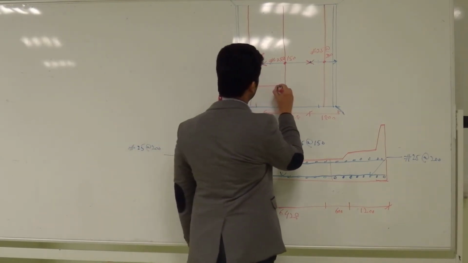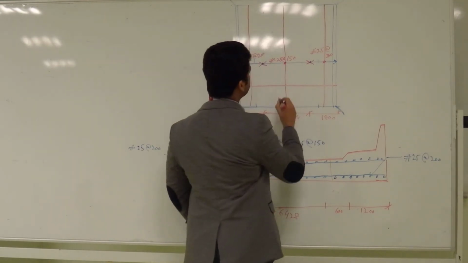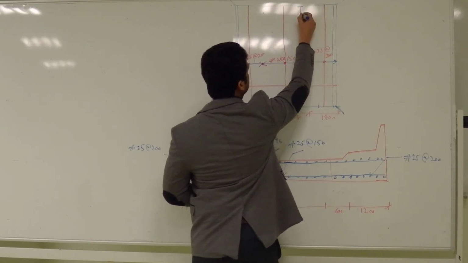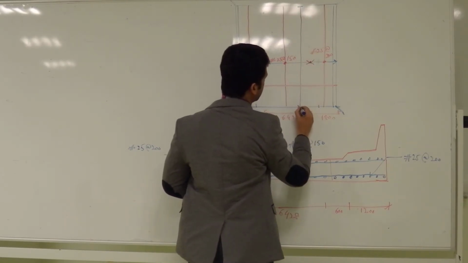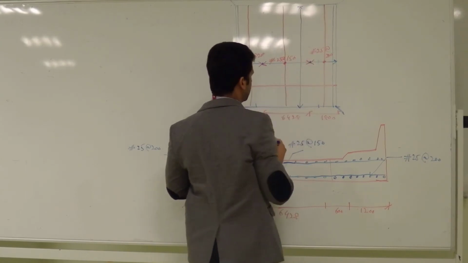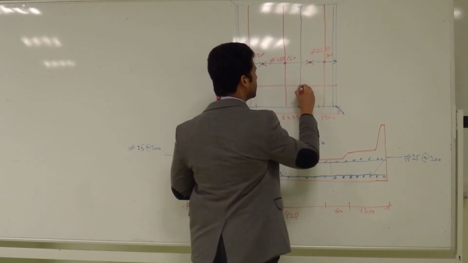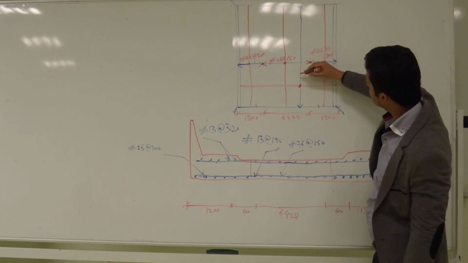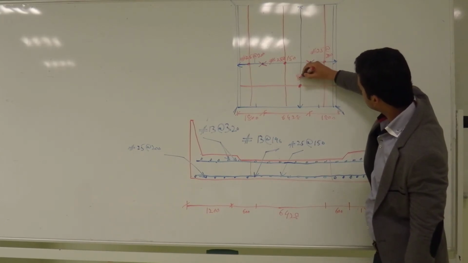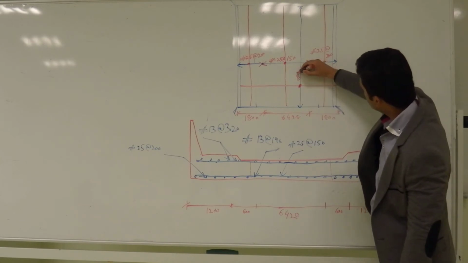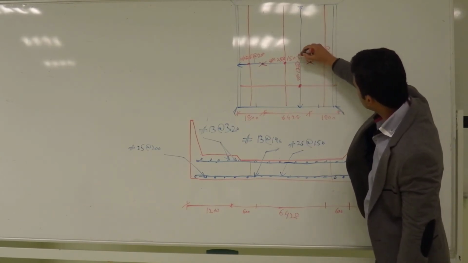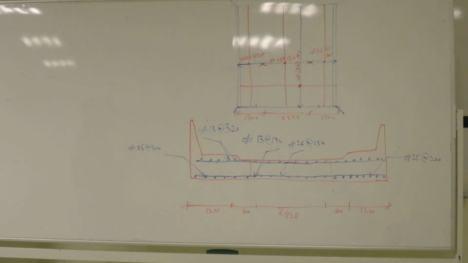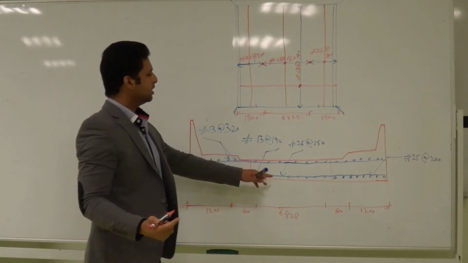we have distribution steel, and this distribution steel is spanning full length. This distribution steel is present the full length. And how much is the spacing of this distribution steel? Number 13 at the rate of 190. Did you understand? I just shown the two steels. One is the bottom steel, other is the distribution steel on that.